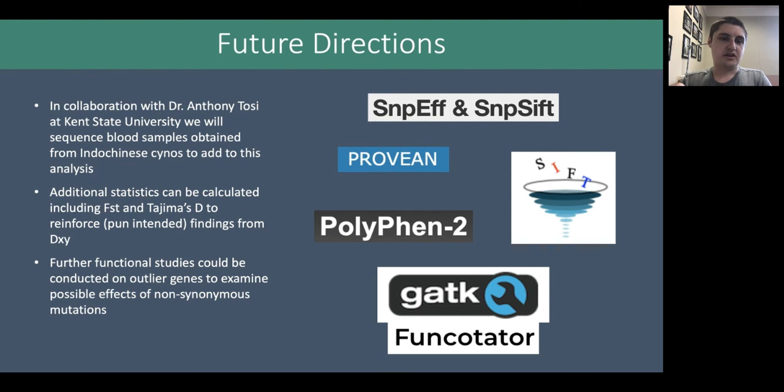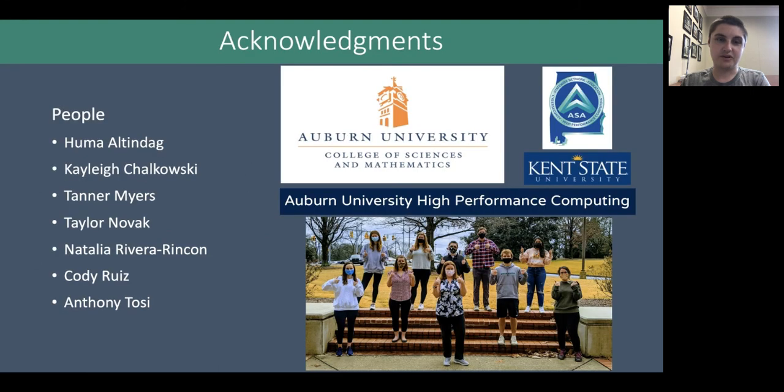So in collaboration with Dr. Anthony Tosi at Kent State University, we plan to obtain more genome samples, sequence these from blood samples already obtained. In addition to that, I could calculate statistics such as FST and Tajima's D to reinforce my findings from DXY. And afterwards, I'd like to conduct further functional studies to find non-synonymous mutations in the outlier genes and sort of identify possible function of those. And as I show with all these logos here, there's no shortage of programs to do that with.